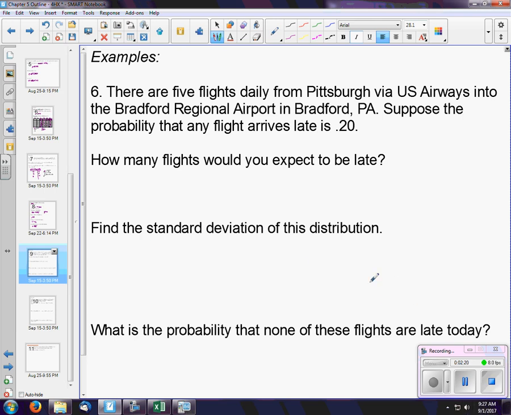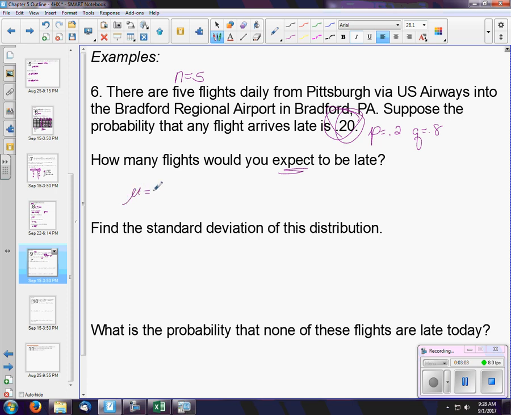There are 5 flights daily from Pittsburgh via U.S. Airways into the Bradford Regional Airport in Bradford, PA. Suppose the probability that any flight arrives late is 0.2. In the previous video, we learned that when they ask you what you would expect to happen, that's a fancy way of asking you for the mean. So here, they've told us we have 5 flights daily, which means that our sample size is n equals 5. This 0.2, the probability that it's late, is p. So p is 0.2. And although we don't need it yet, that means that q is 1 minus 0.2, which is 0.8.